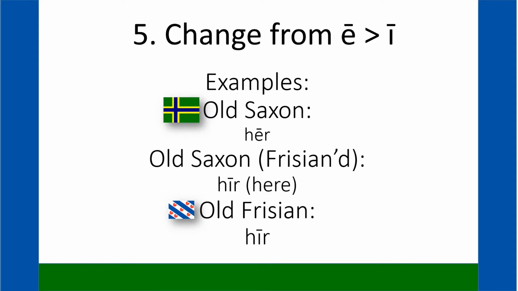Next, we have the fifth change due to the influence of Old Frisian. In the Old Saxon, we have her, so this long E became a long I. So in the Frisianized Old Saxon, we have hier, and this is simply the word for here as we'd use it in English. And then we have the Old Frisian proper, which is as the Frisianized Old Saxon, so it's just simply hier, but in Old Saxon, it's her.